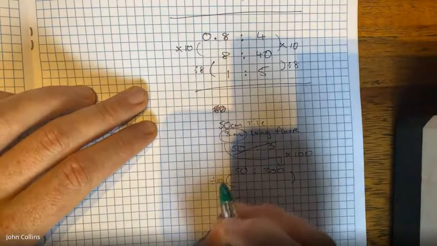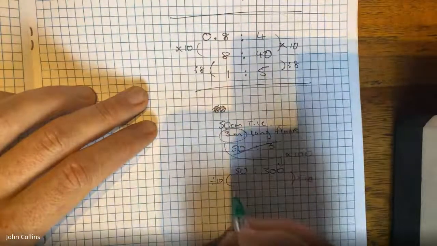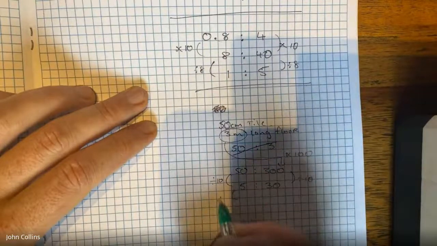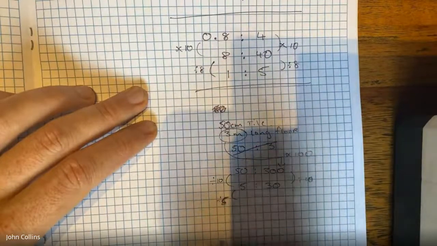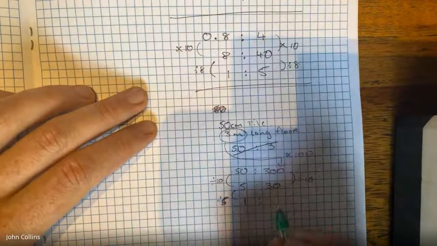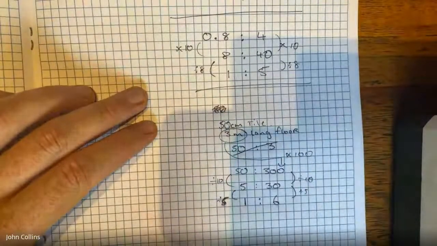Divide both sides maybe by 10 first if you want. You could probably get there a little bit quicker if you divide by 50, but we'll divide by 10. And then we'll divide by 5. 6 doesn't go into 5, Mr. Collins. Jeez. 5 into 5 goes once, and 5 into 30 goes 6 times. So we have a ratio of 1 to 6.